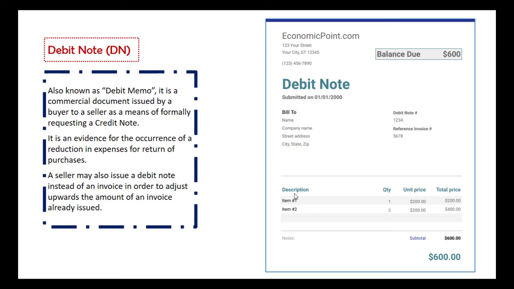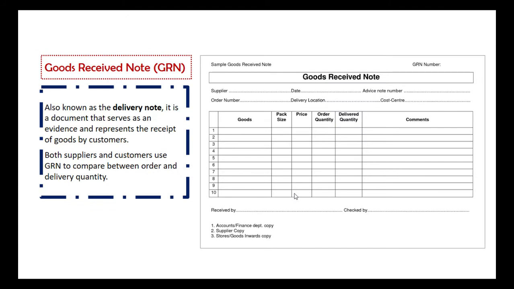Let's move on to talk about the debit note, also known as a debit memo. It is a commercial document issued by a buyer to a seller as a means of formally requesting a credit note. Now, when the buyer is returning an item or detects an error on the invoice, he has to issue a debit note to the seller requesting a credit note to reduce his or her balance. A seller may also issue a debit note instead of an invoice in order to adjust upwards an amount on an invoice already issued.